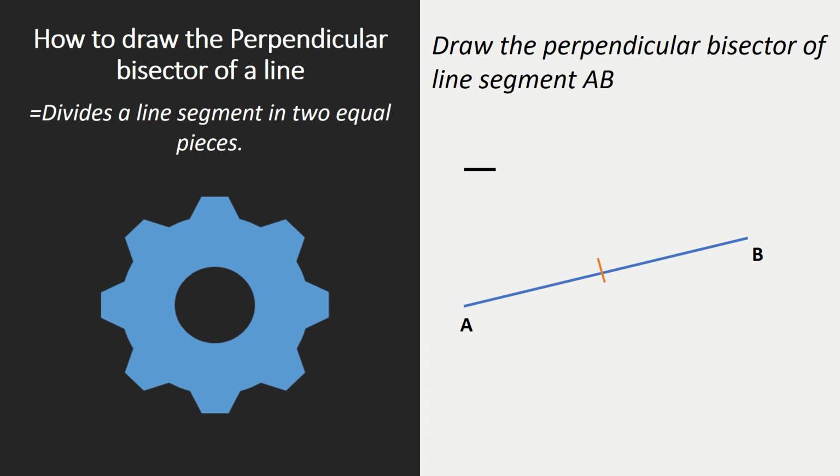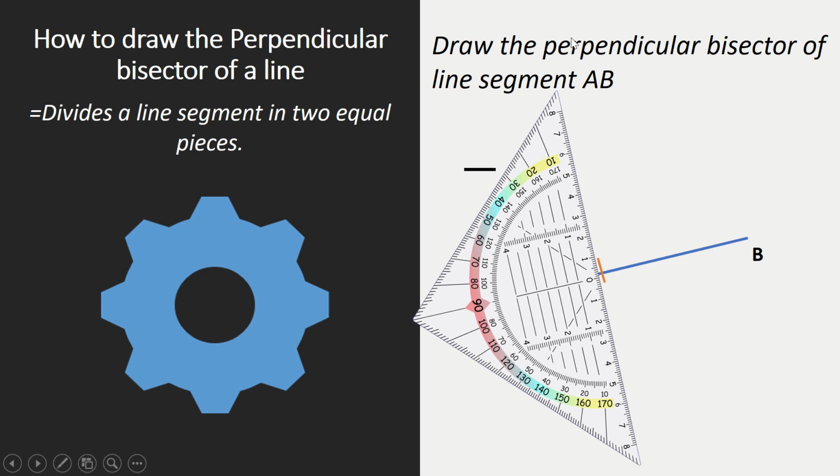Then, the perpendicular bisector divides the line segment into two equal pieces. You're going to use your protractor triangle again. So you make sure that this line, that's the one that you use to draw a perpendicular line, is exactly on line segment AB. So if you did that, then you make sure the zero, so where you're going to draw the line, is at your orange spot, and then you're going to draw the line.